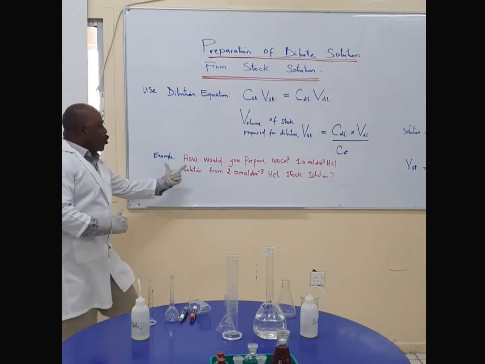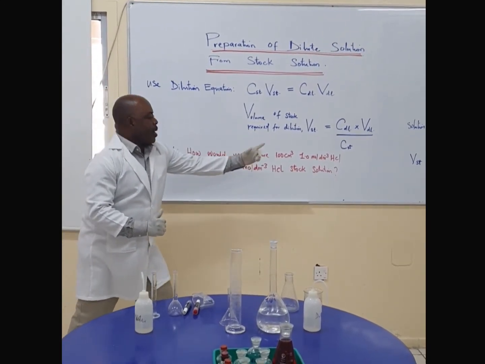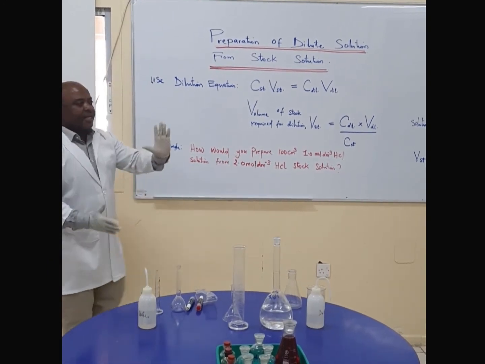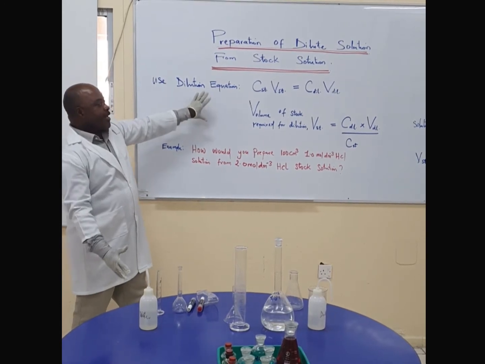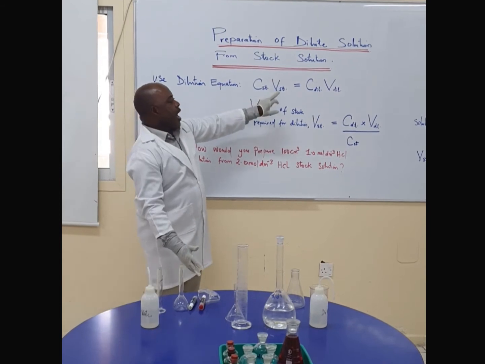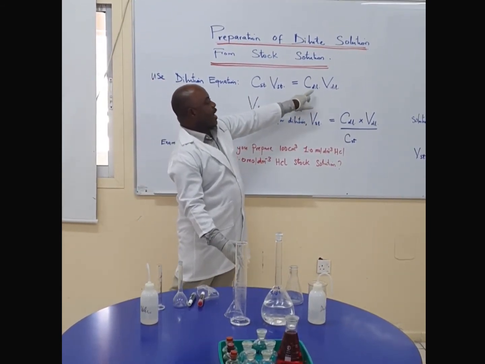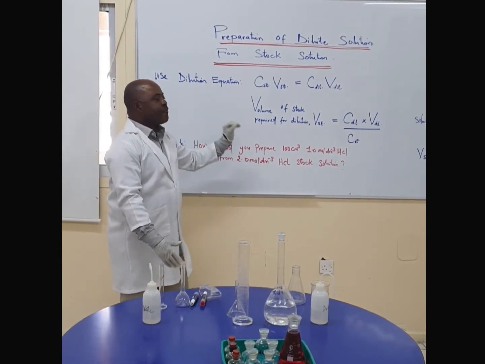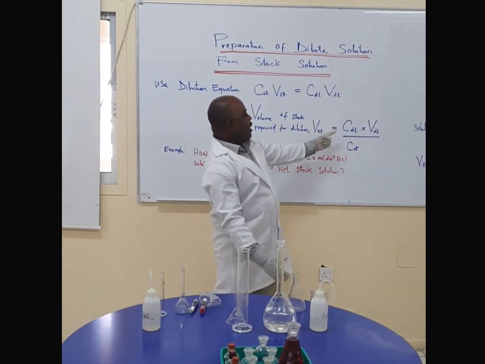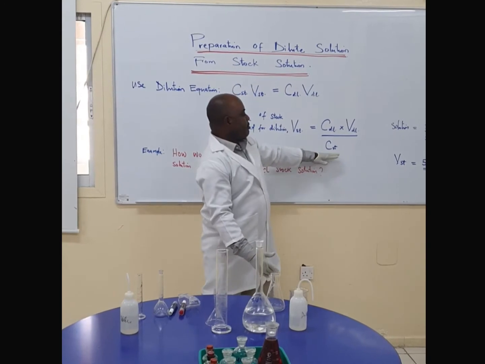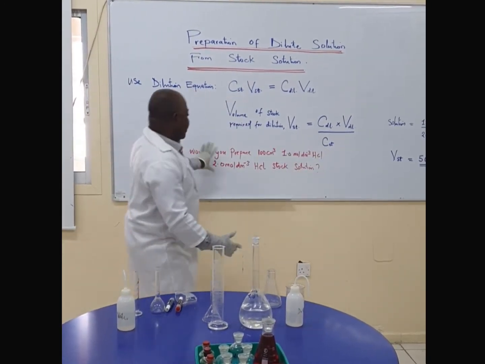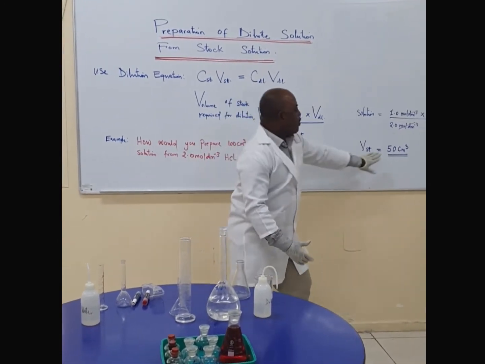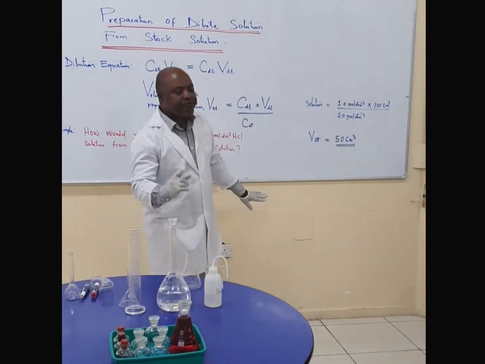For instance, how would you prepare 100 cm3 of 1 mole per dm3 hydrochloric acid solution from 2 mole per dm3 hydrochloric acid stock solution? The first thing you need to use is the dilution equation. In a dilution equation, we have the concentration of the stock solution times the volume of the stock solution, which is equal to the concentration of the dilute solution times the volume of the dilute solution. We need to make the volume of the stock solution that is required for dilution the subject. If we do this, we will have the concentration of the dilute solution times the volume of the dilute solution divided by the concentration of the stock solution. Following this example, if we substitute the values, the volume of the stock solution that is required here will be 50 cm3 of the acid.